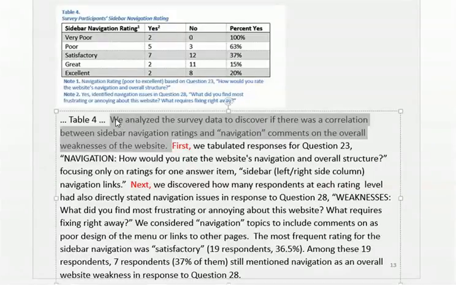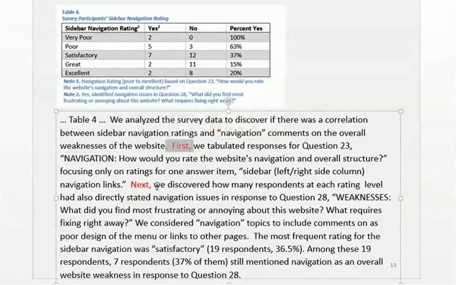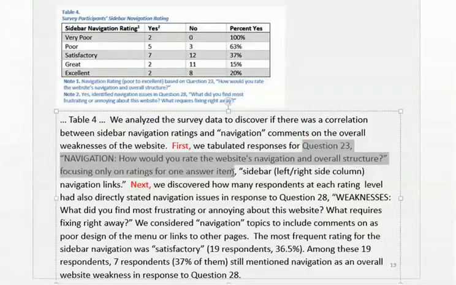So this is helpful. We analyzed the survey data to discover if there was a correlation between sidebar navigation ratings and navigation comments on the overall weaknesses of the website. That really explains why it's important to even include such a table or to correlate those two questions. This, in red, I highlighted the itemization. First we did this, next we did that. And the question wording is also in quotation marks again here.